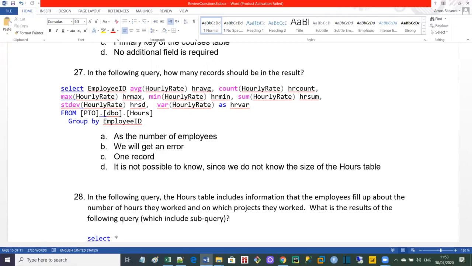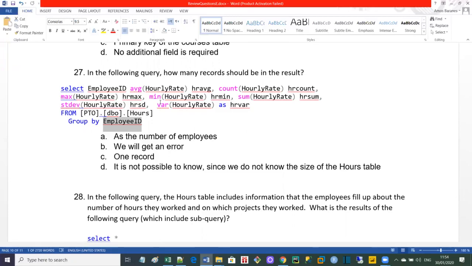And the hint is that we have employee ID in here, and we have employee ID also in the group. So if I have employee ID in the select and also in the group, that means it's going to do all those statistics per employee ID. In other words, we will get the number of rows in this query as the number of employees, because for every employee, I will get all those statistics.